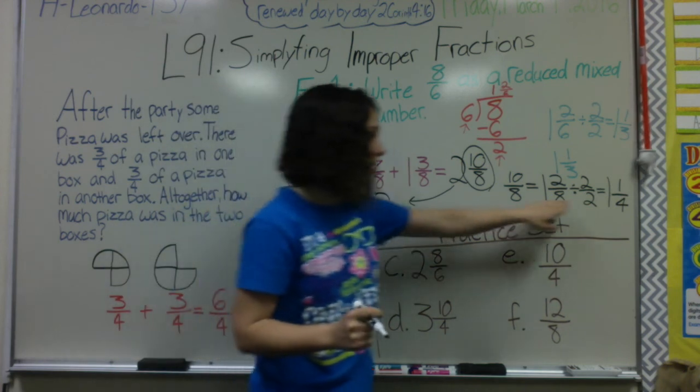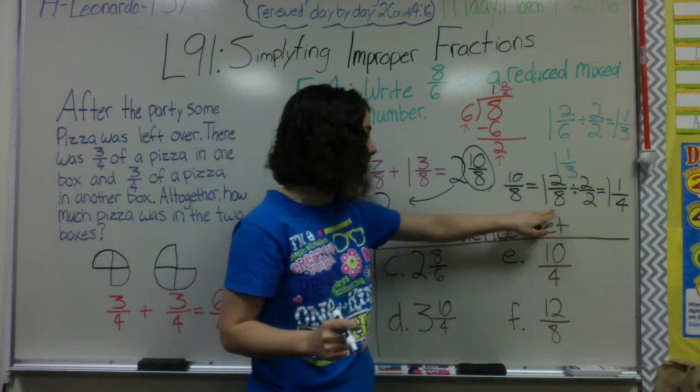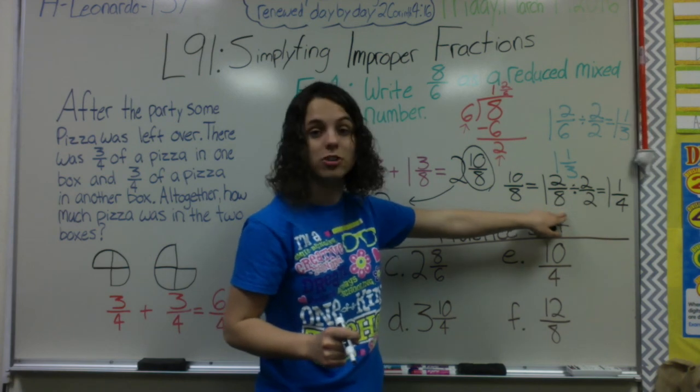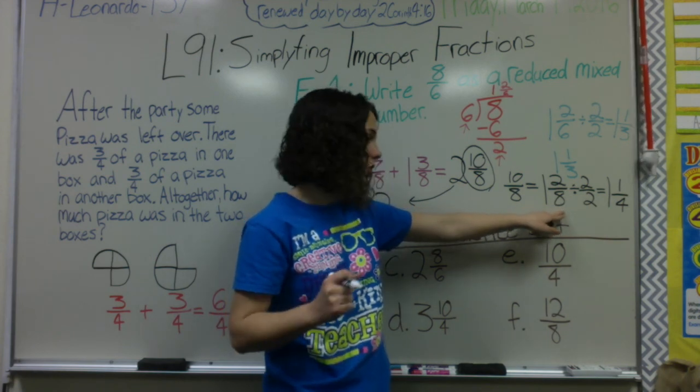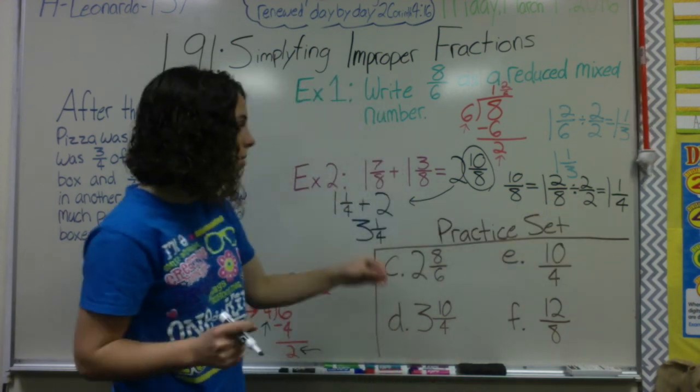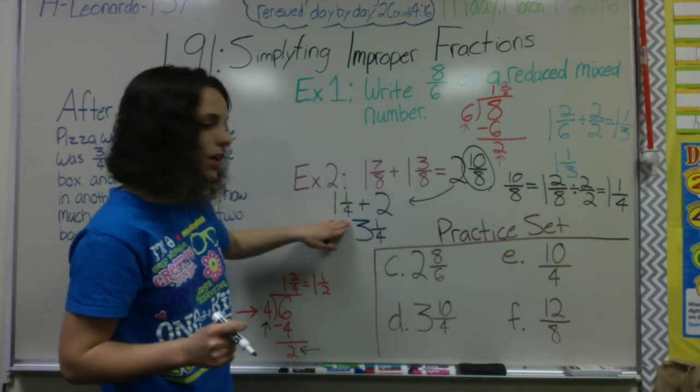And then I also did reduce, because if I have 2 even numbers, I can definitely reduce. If you have a greatest common factor other than 1, then you can reduce. So if I can reduce, I have to. So that's just an added part in the mix. But my answer is 3 and 1/4.